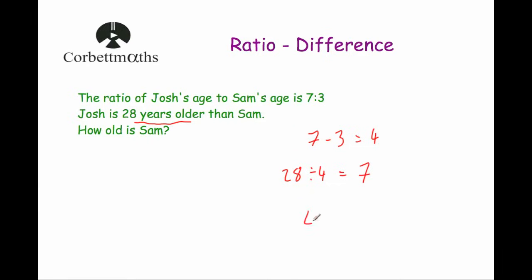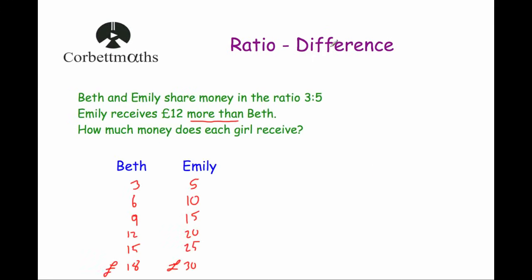7 times 7 is 49, and 7 times 3 is equal to 21. So we know that Josh is equal to 49, and we know that Sam is equal to 21. And the question says, how old is Sam? And the answer is 21. So that type of ratio question, where we're given the difference, is one where I always find that students sometimes struggle. But actually, there are 3 really great techniques.